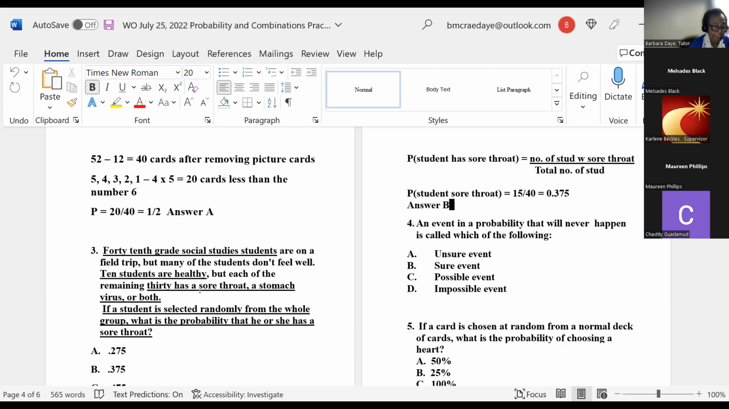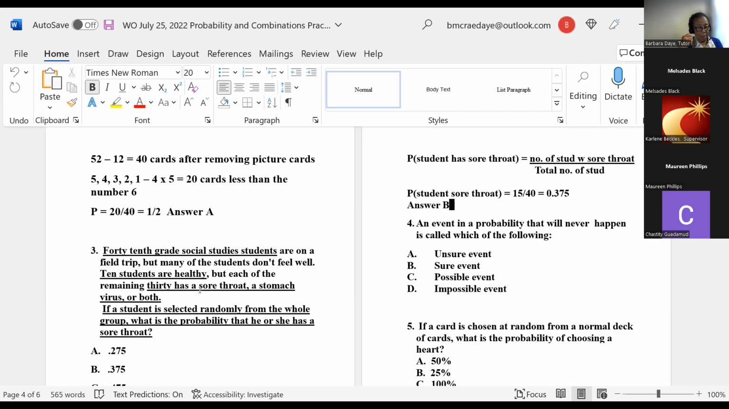Okay, right, thank you. Because the ones that would have the sore throat, a stomach virus, or both, they're going to overlap, because it includes both sore throat and stomach virus. Okay. All right. So the answer would be B. Question number 3.